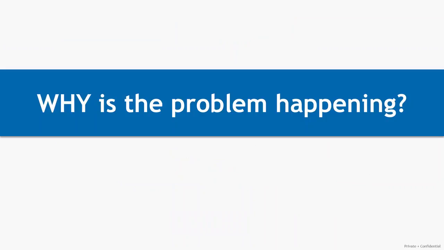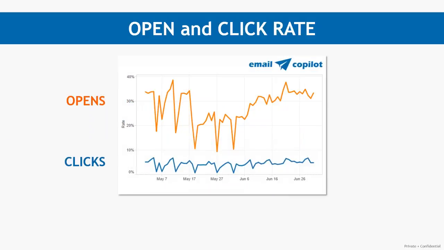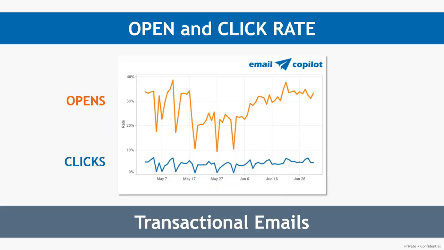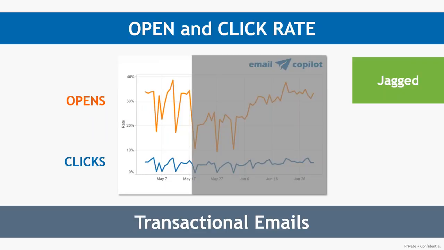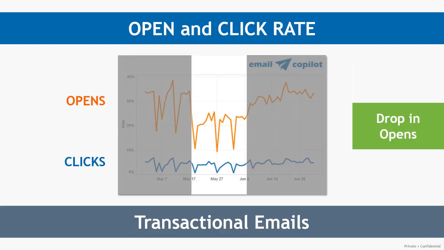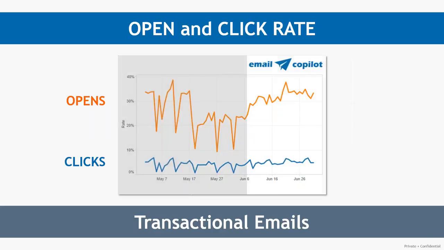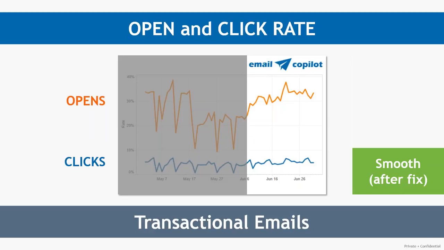Okay, so you now know you have a problem, but why do you have that problem? So this is a real-world example from a customer's opens and clicks over a month or two. And these happen to be transactional emails that weren't even marketing emails. So let's break it into chunks here. On the left side, it's pretty jagged, a lot of dramatic drops and increases. The middle seems to have a general dip in opens. And the right side, which is after the fix, is really nice and smoothed out.